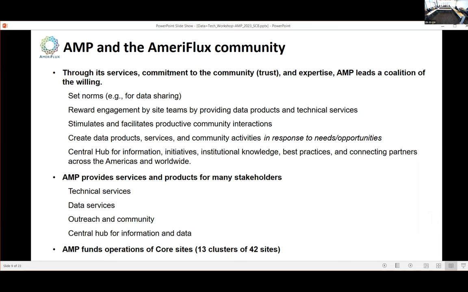And as Yue mentioned, we support directly the operation of core sites. That was part of the mandate we had from DOE in 2012, where we had to support long-term operation of a set of core sites, which in 2012 was difficult for PIs to secure funding for, right? Because DOE typically likes to be very project oriented, short term, 3 to 5 years.